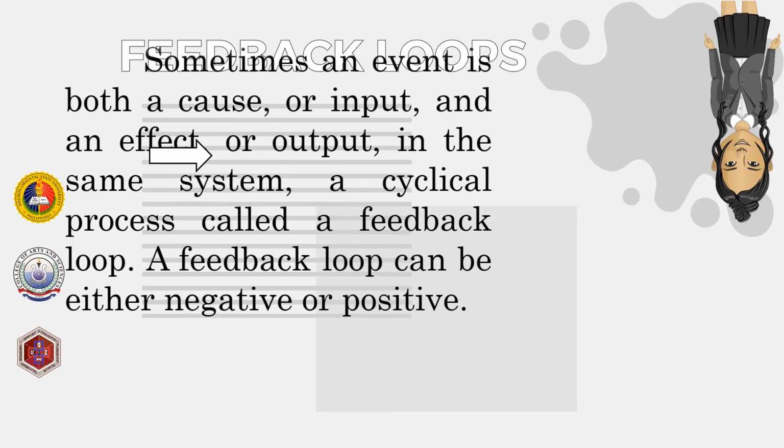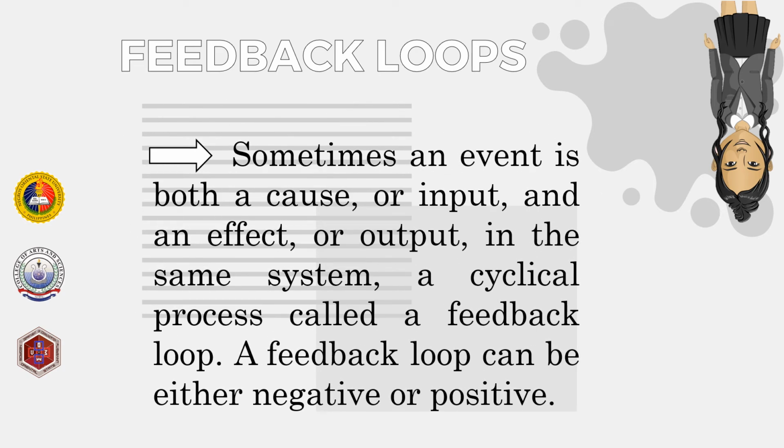So now, let's move on to feedback loops. Sometimes an event is both a cause or input and an effect or output in the same system, a cyclical process called feedback loop. A feedback loop can be either negative or positive.